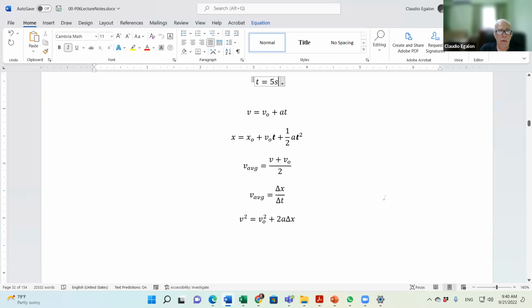Because the motion is uniformly accelerated along the vertical direction, we change the name of our x to y. Here you go, x becomes y.